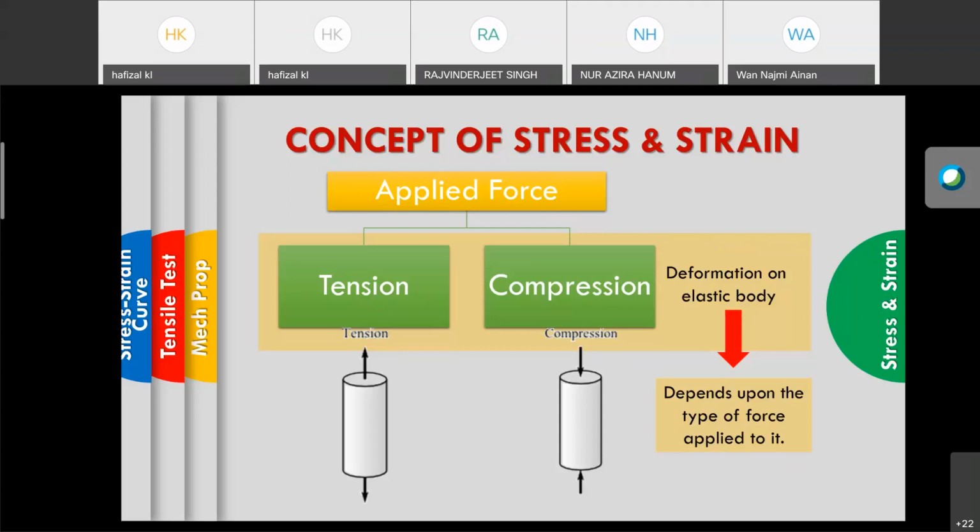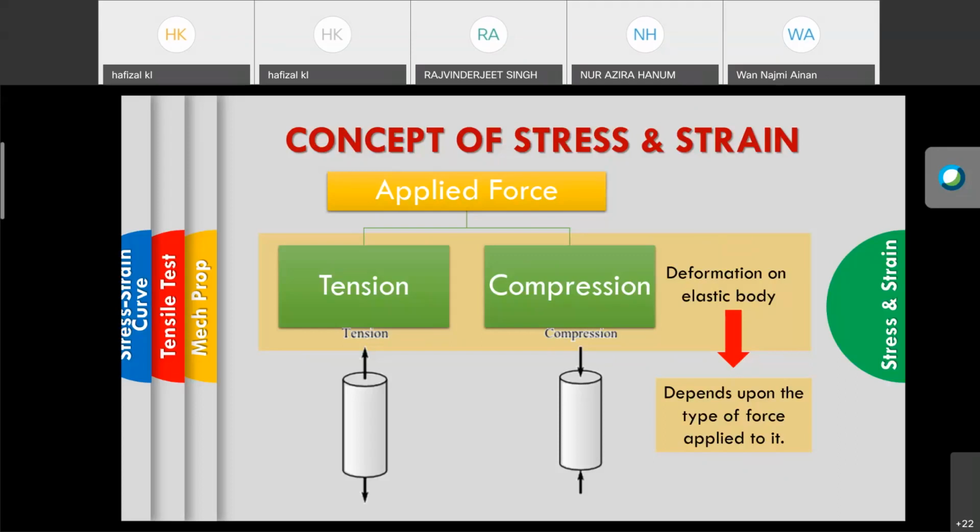Okay, so in tension we can see that there is an elongation of the cylinder from the original, which is short. After we give a tension, the final result is a little bit longer. For the compression, basically the deformation takes place whereby the original length is long, at a certain length, and the final result will be shorter.